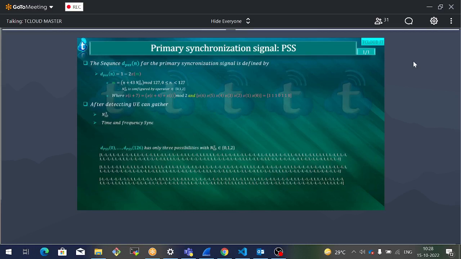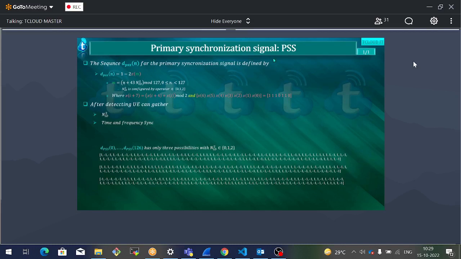So these PSS symbols are calculated with this sequence. Sorry, I made a mistake in telling you that it is Zadoff-Chu symbols. It is not. For LTE, it is Zadoff-Chu. For 5G NR, it is not. So the PSS symbols are calculated with this equation, 1 minus 2x of m. Now, what is this x of m here? The x of m is defined here with this equation.